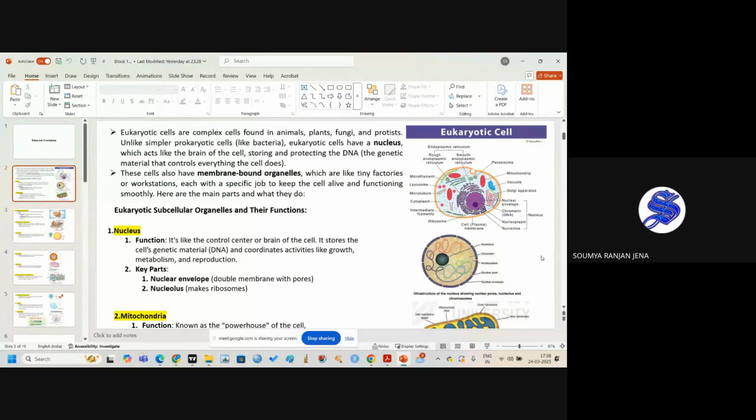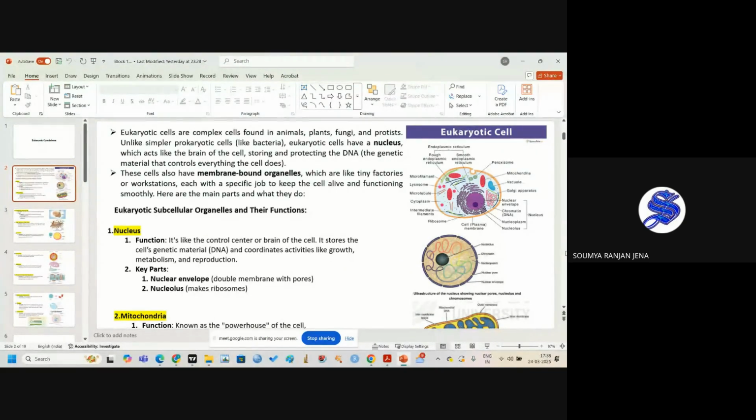The key parts of this nucleus include the nuclear envelope. This is a double membrane with pores. Through these pores, all the RNA is transferred to the cell, and different materials synthesized inside the nucleus are transported. And this is the nucleolus. The major function of the nucleolus is to synthesize the ribosome, because ribosomes are required for our protein synthesis process. This is the function of the nucleus.